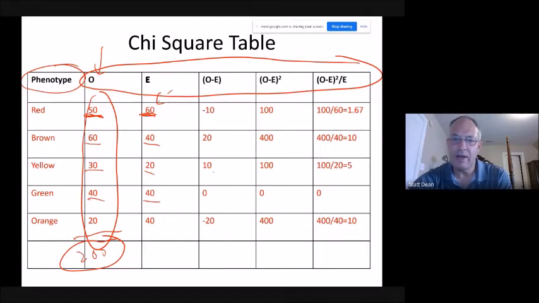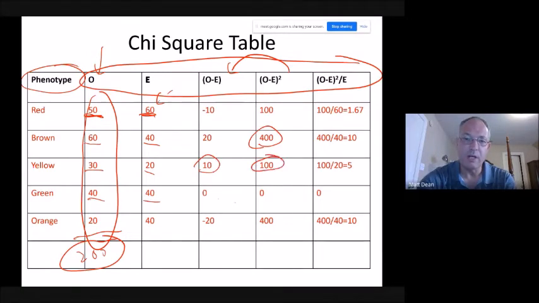The next column header is O minus E squared. So that essentially tells us to get this column, we're going to square the previous column. So in this case, negative 10 squared becomes 100. Don't forget, negative times a negative is a positive. Next one, 20 squared gives us 400 here. 10 squared gives us 100 here. 0 squared, 0. And negative 20 squared gives us 400.